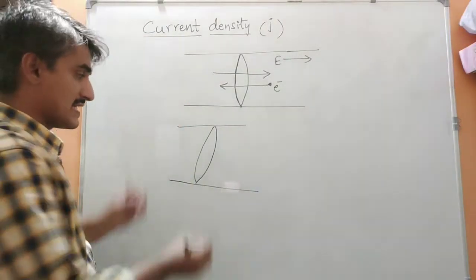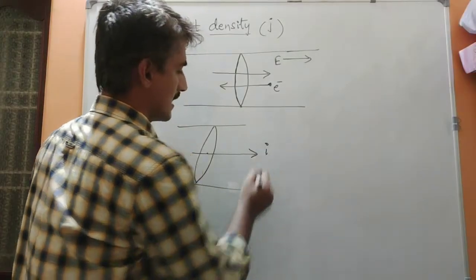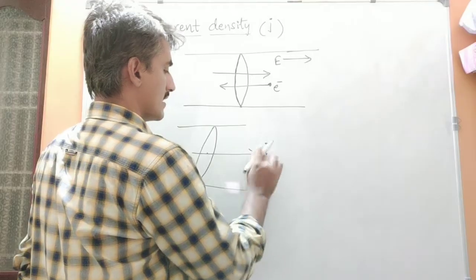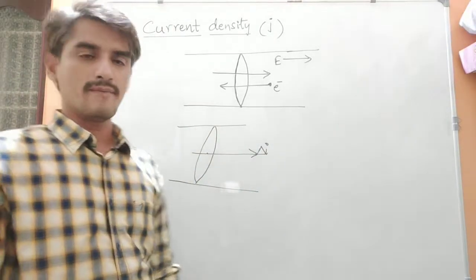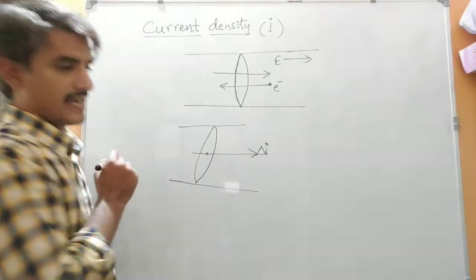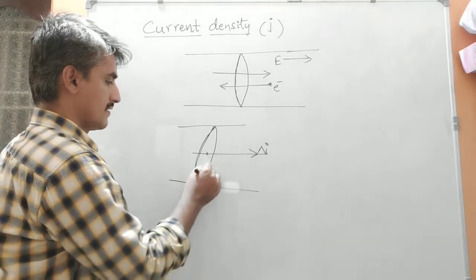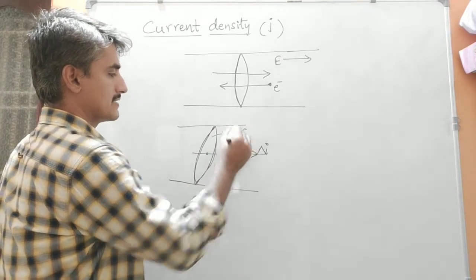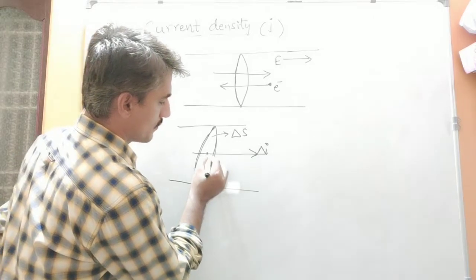Now, through this area, how much current is flowing? Let us consider that current as dI, or take it as delta I. So some delta I amount of current is flowing, and let us suppose this total area is delta S, and some amount of current is flowing through this area.